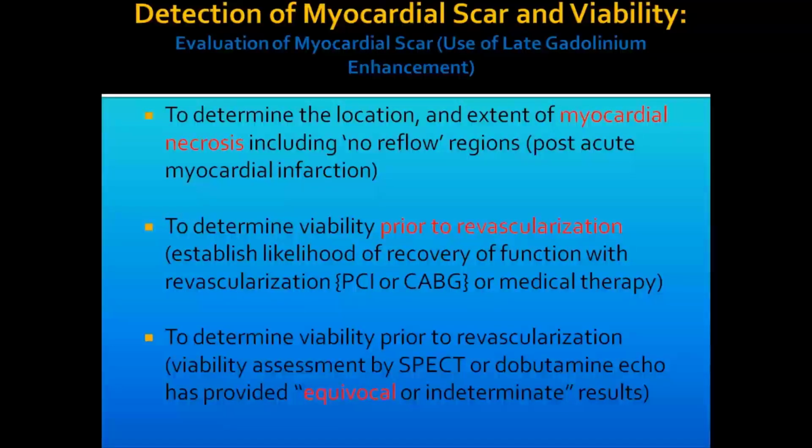Another indication is detection of myocardial scar and viability, to determine the location and extent of myocardial necrosis, especially the no-reflow area after myocardial infarction, and to determine the viability prior to revascularization, to see if this patient's myocardium will recover after PCI or CABG, or when you have an equivocal assessment by SPECT or dobutamine echo. But actually, nowadays, CMR has much higher accuracy than dobutamine echo and nuclear studies.